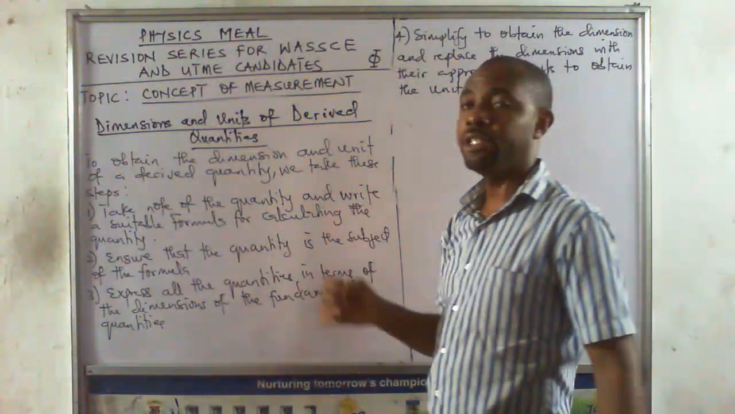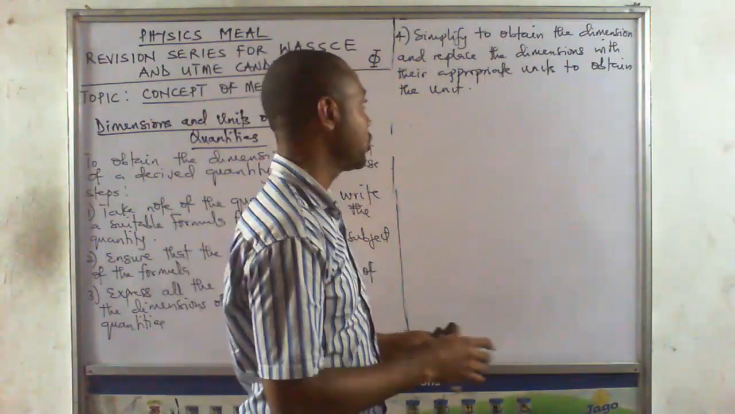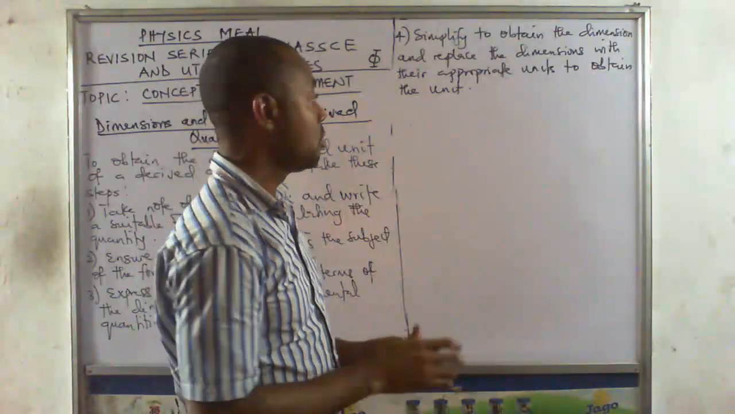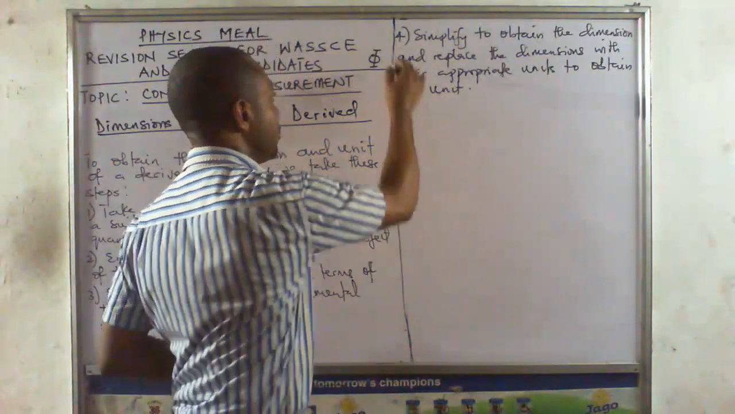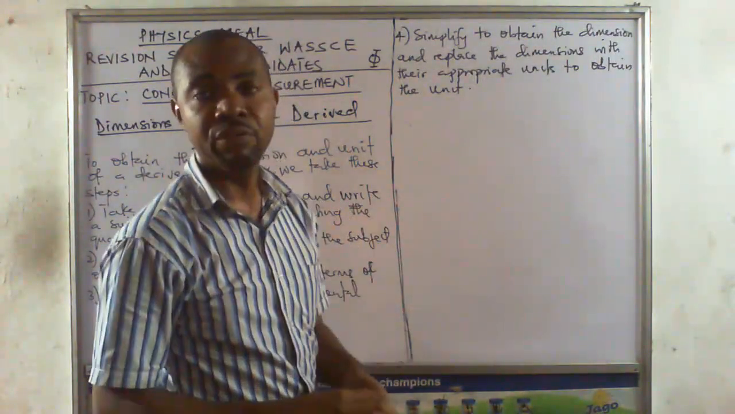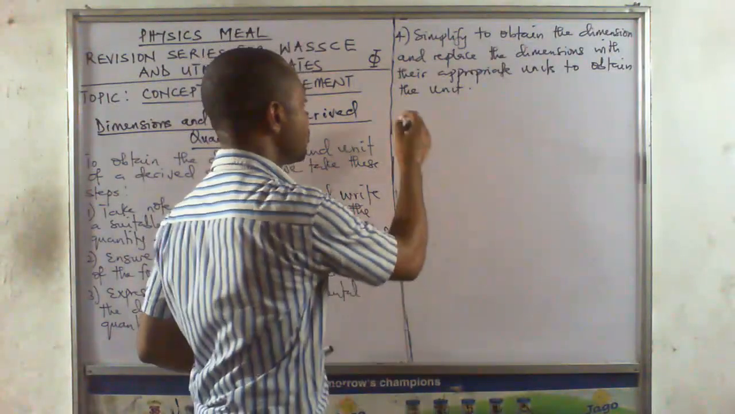and then replace the dimensions with their appropriate units to obtain the units. Now before we start taking examples, there is need for us to look at one more important thing that will enable us to take some examples. Now there are some quantities that have the same dimension as length. So I want to say this.